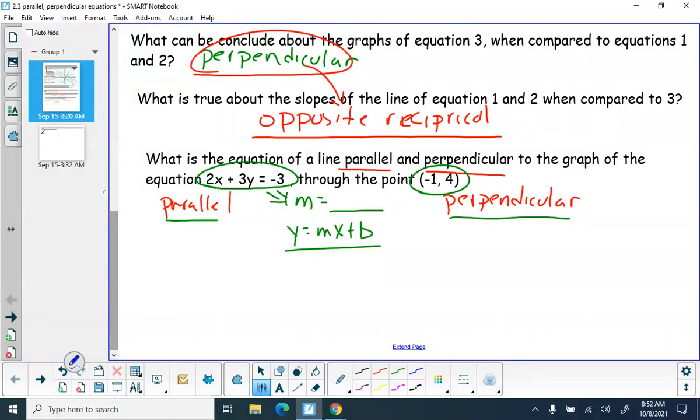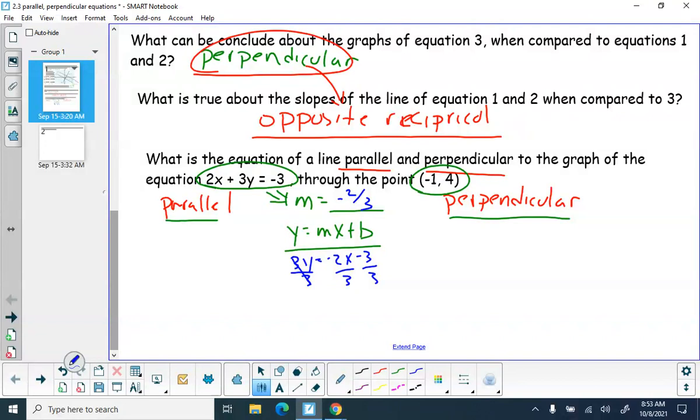Amber, what's the slope? -2/3. So the slope of this original line is -2/3. I can subtract my 2x over, so we have 3y is equal to -2x minus 3. Divide by 3, by 3, by 3. Y equals -2/3 x minus 1. So the slope of my original line is -2/3.